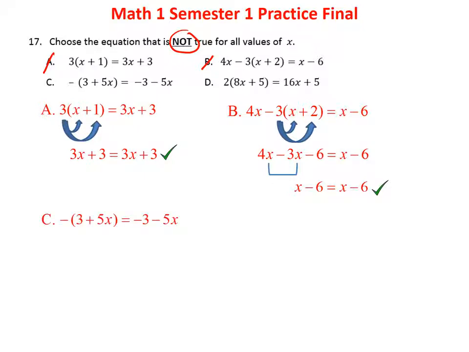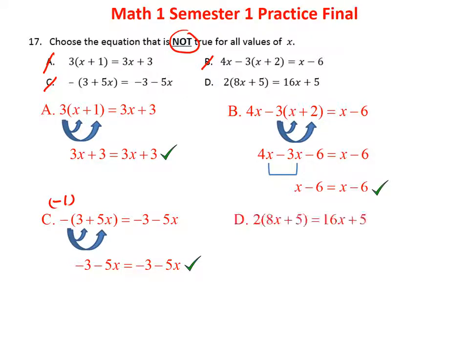So let's go on to C. Here we're going to distribute. Remember that when I distribute, it's like I'm multiplying by negative 1. I'm going to change the sign of everything there. So negative times 3 becomes negative 3. Negative times positive 5x becomes negative 5x. And once again, I have exactly the same equation on both sides. This is not our answer.